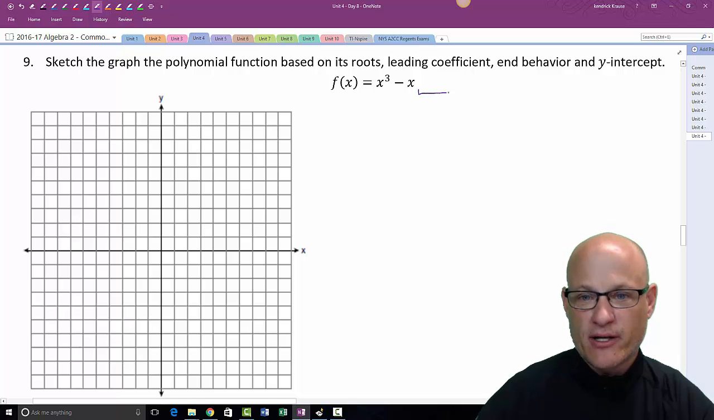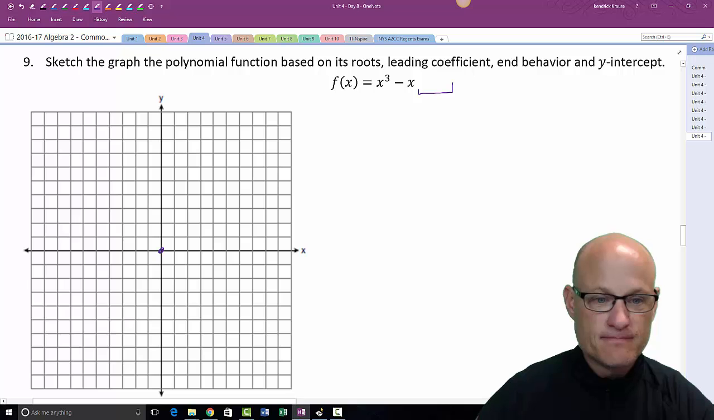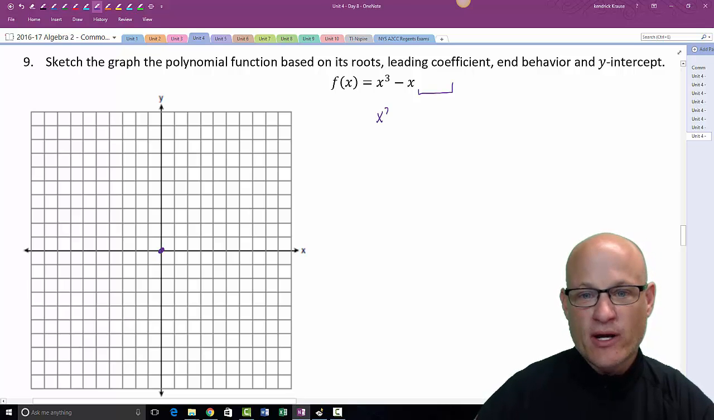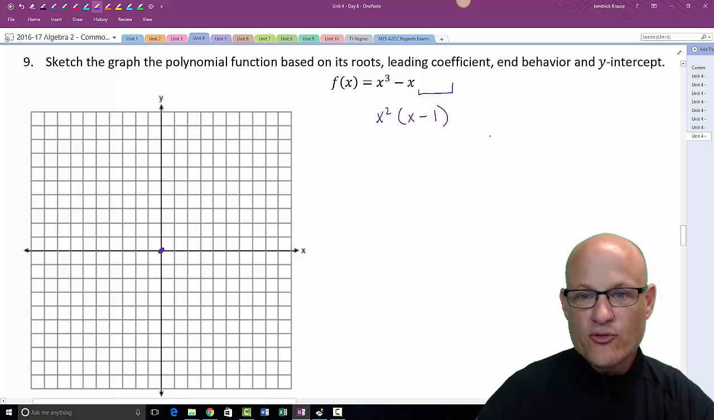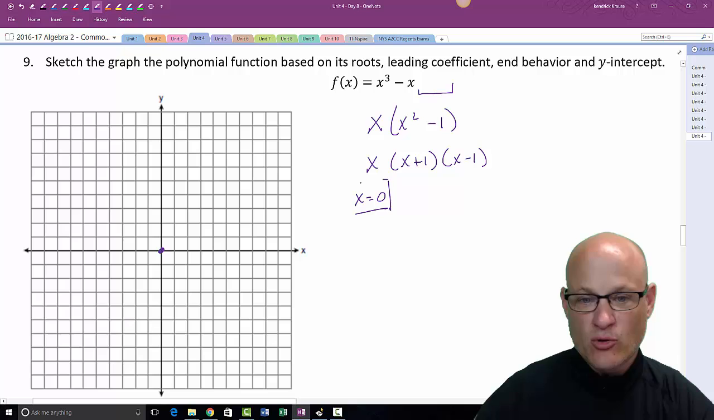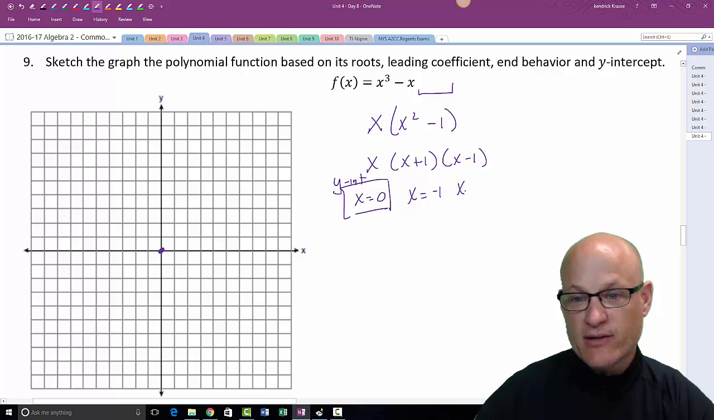Well, the y-intercept is sitting right here. Oh, it's going to go through the origin. If I take out an x squared, I'm left with x minus 1. So, oh, I can't take out an x squared. I knew something was a little off there. I can only take out an x. I'm left with x squared minus 1. If I factor that, I get x plus 1, x minus 1. So my roots are x equals 0, which is also going to be my y-intercept, x equals negative 1 and x equals positive 1.